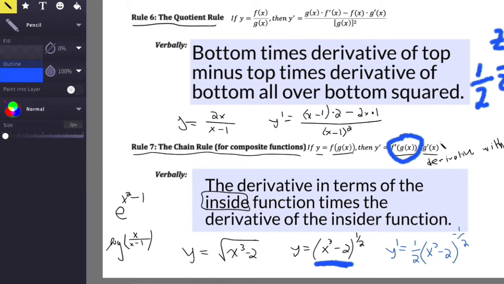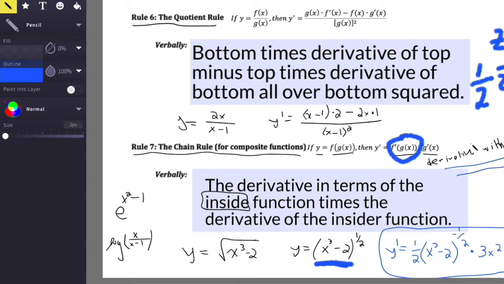But then the second part of the chain rule is if you have a function inside, you always have to multiply by the derivative within, or the derivative of the inside function. The derivative of 2 is a constant, so that's just 0. The derivative of x cubed is 3x squared. And this would be our overall function derivative. So that's the chain rule.